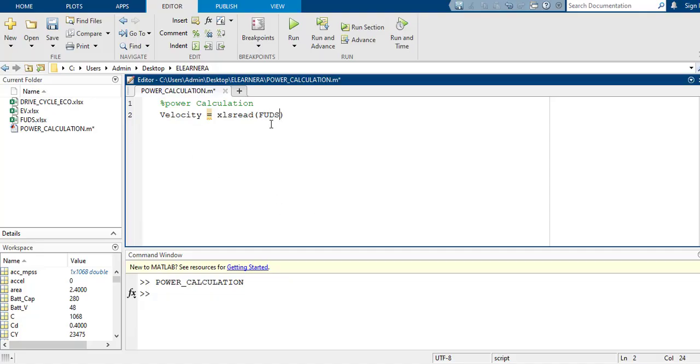drive cycle, that is FUDS, which means Federal Urban Driving Schedule. So we will import a drive cycle in our program, then we will mark this velocity as V and extract a component from this velocity in terms of time.